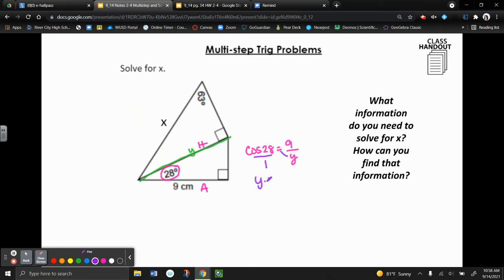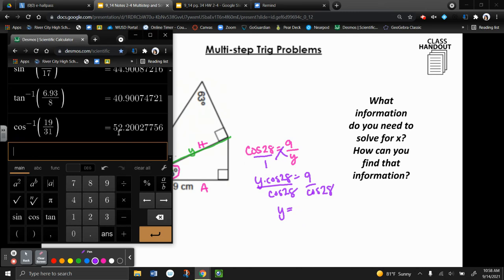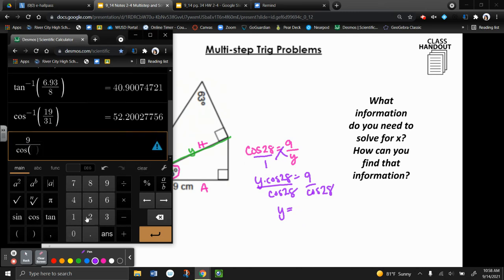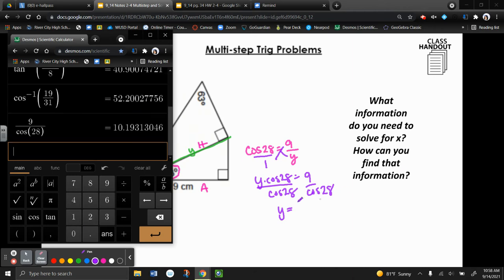So we get y times cosine of 28 equals 9 times 1, which is 9. And divide both sides by cosine 28. So putting that in our calculator, we have 9 divided by cosine 28, we get 10.19.